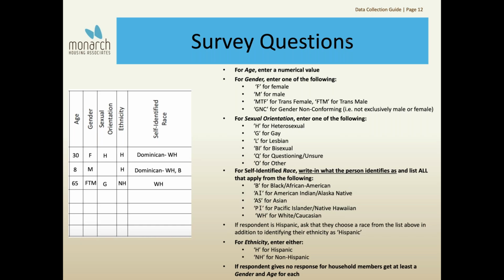Again, we have H for heterosexual, D for gay, L for lesbian, DI for bisexual, Q for questioning or unsure, and O for other. We ask that you don't ask this question to anyone that's not in front of you. So when you are interviewing the head of household, if there are 4 other household members that aren't with that person at the time, you would not ask this information and leave that blank. You would just ask it for the adults that are in front of you.